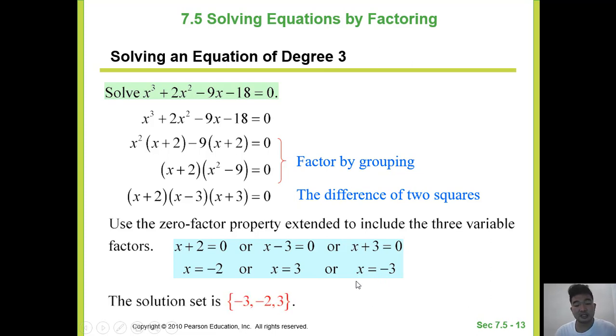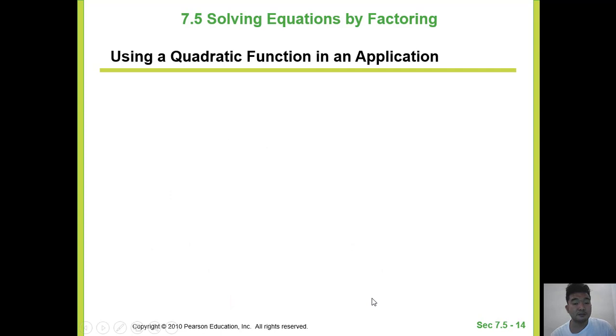The solution set is negative 3, negative 2, positive 3. Please take note of this when you write the solution set of a certain equation. You write it in increasing order, according to what appears first on the number line from left to right. So basically, those are the ways of factoring and applying the zero factor property.